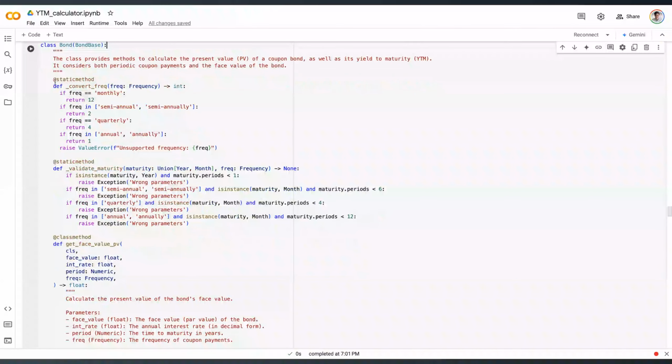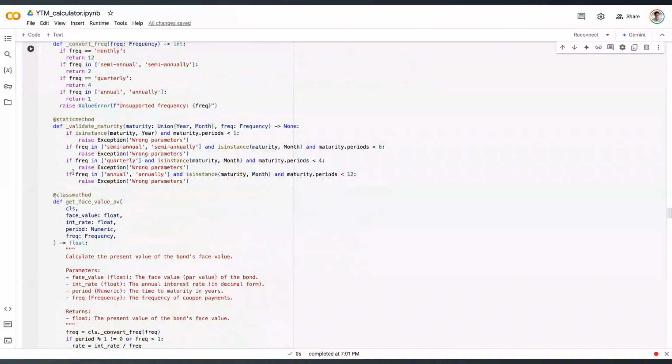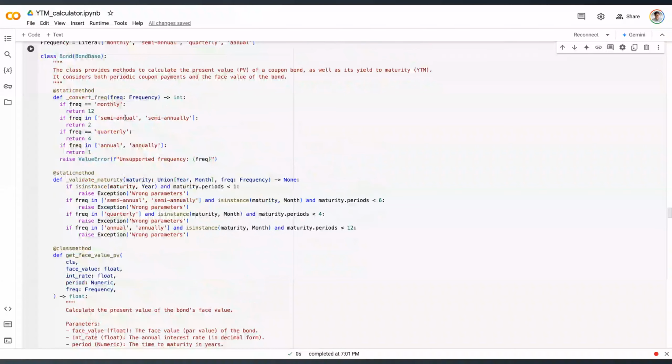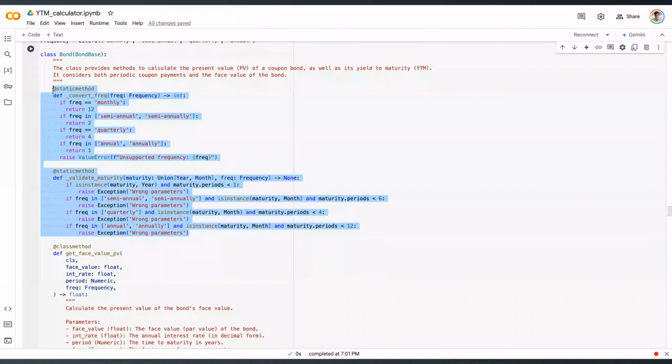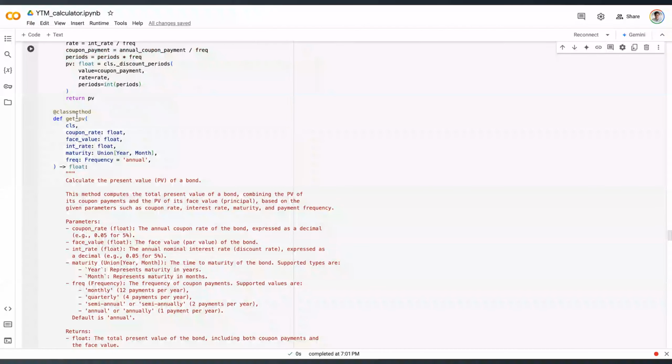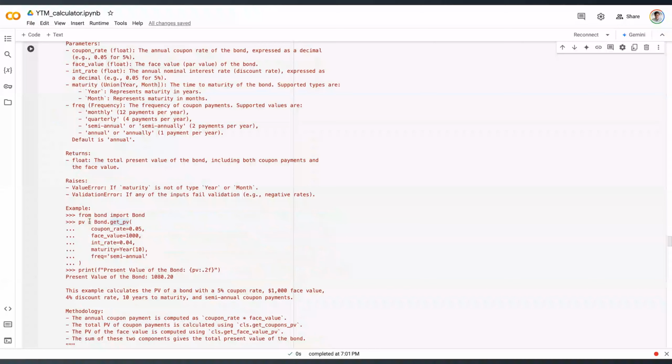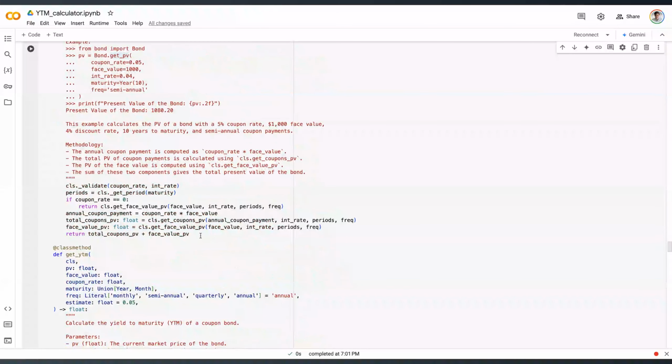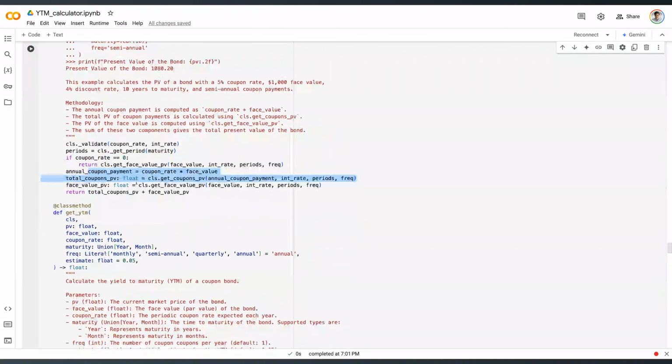Okay, so this is how we're going to implement the bond class for the coupon bond. We do have some service methods, but let's not spend too much time here. It's just some simple validation, and we have three major methods. Get PV is the summation of the face value's present value and the coupons' present value, and that is straightforward.